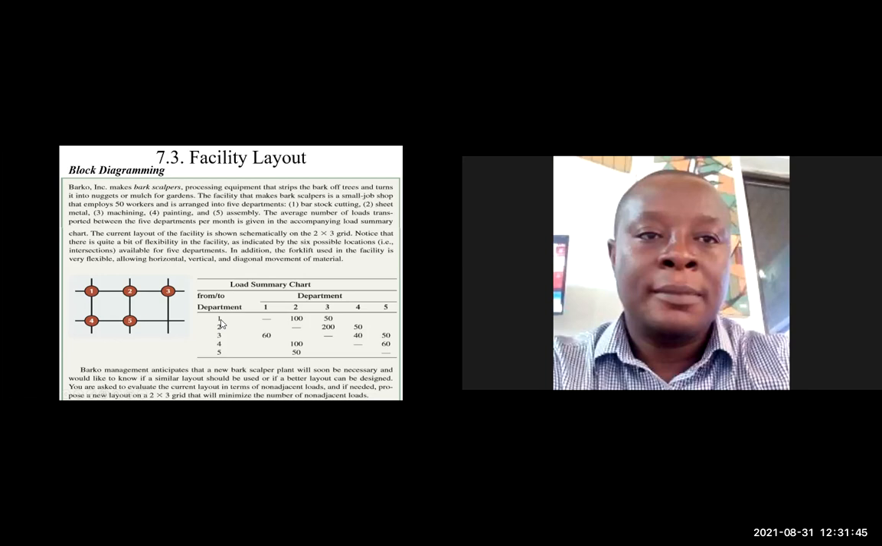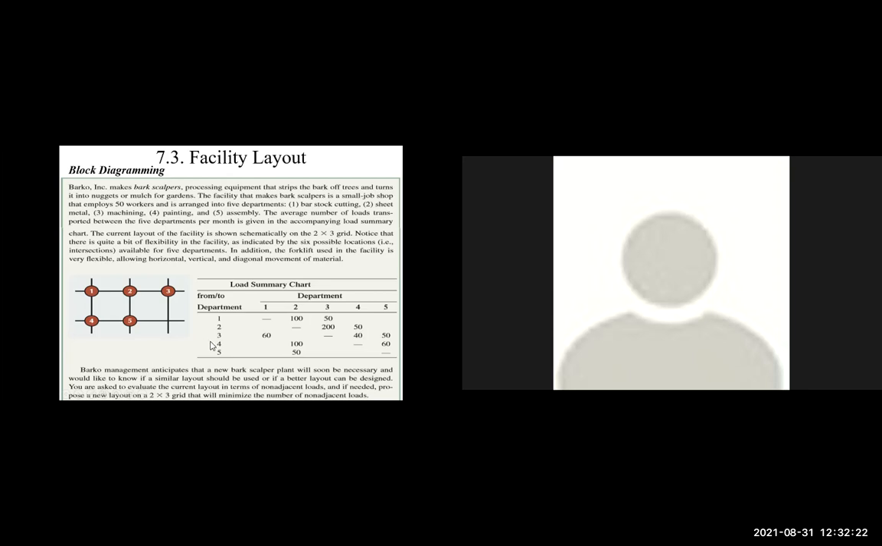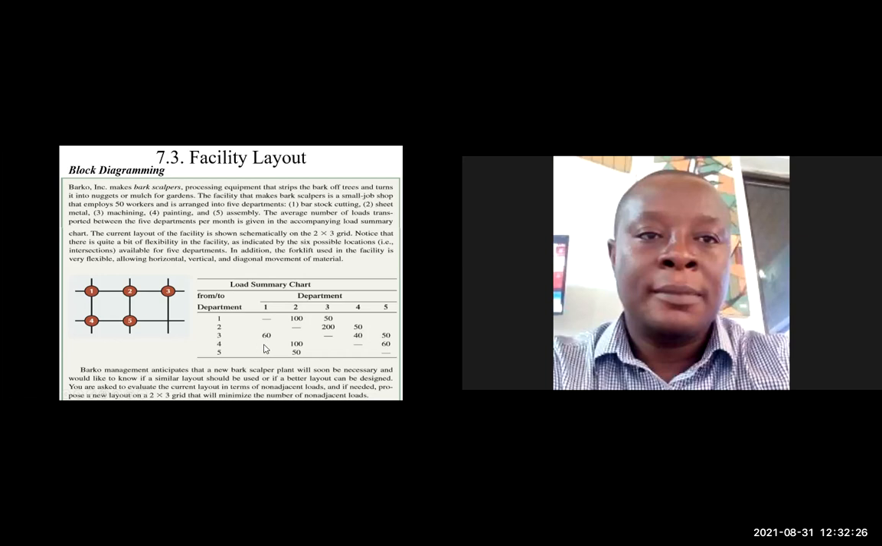Then you go to the next line, 1 and 3, with the double directional arrow. 1 and 3 is 50. Then look at 3 and 1, which is 60. So 50 plus 60 gives you 110. Then 1 and 4: nothing, so 0, plus 4 and 1, which is 0. So 0 plus 0 is 0. Then 1 and 5: nothing there, 0, plus 5 and 1, also 0. We are done with that.